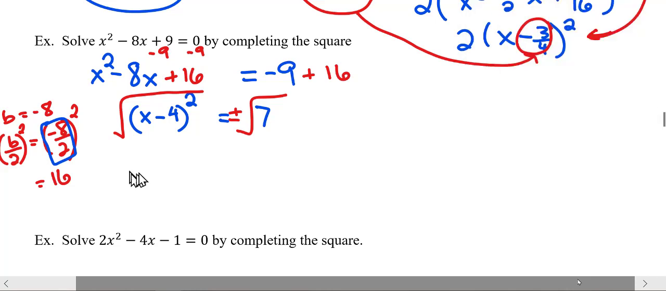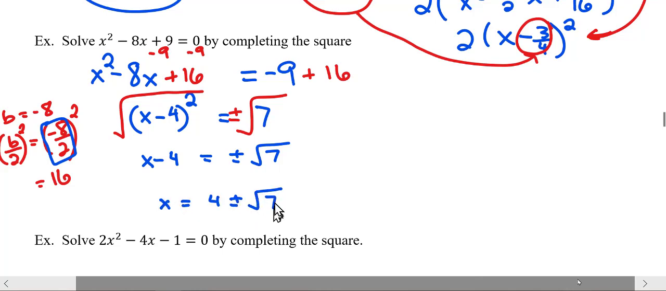What that gives us is x minus 4 is equal to plus or minus the square root of 7. Square root of 7 does not simplify. We need to get the x by itself, so we add 4 to both sides of this equation. x equals 4 plus or minus the square root of 7. We have two solutions here, right? x equals 4 plus root 7, x equals 4 minus root 7. So those are solutions to this quadratic equation.